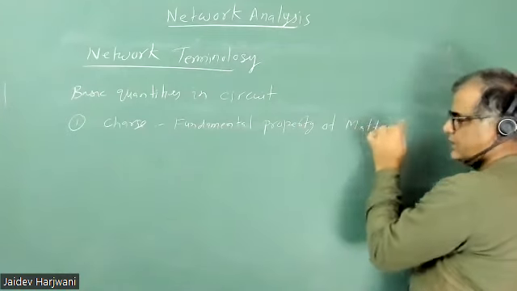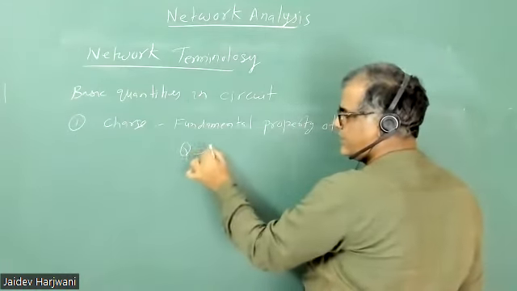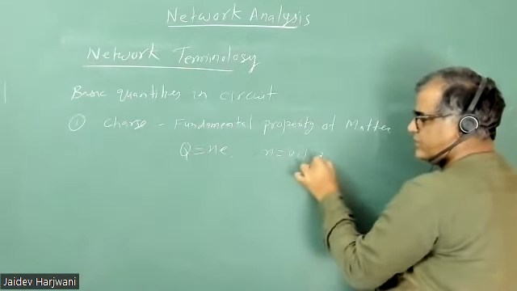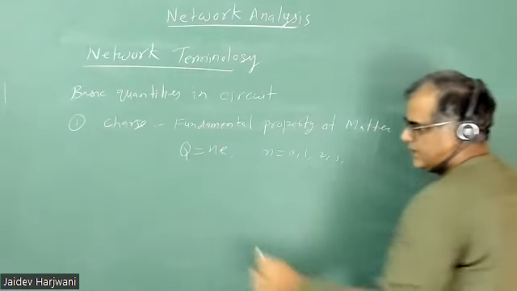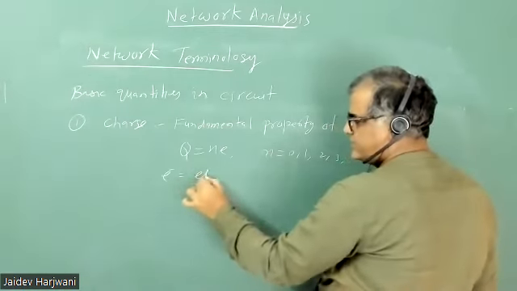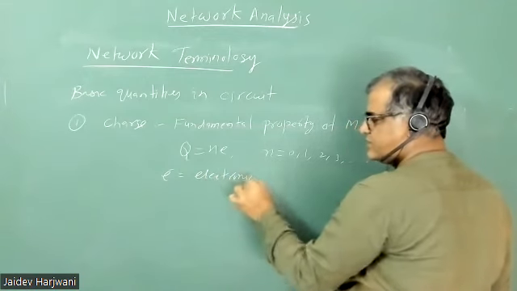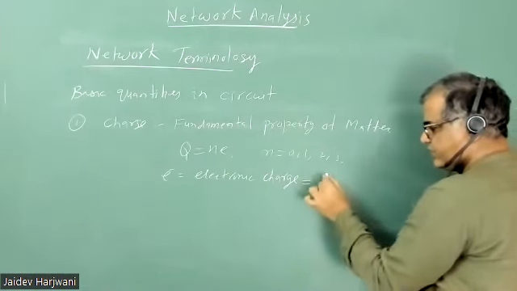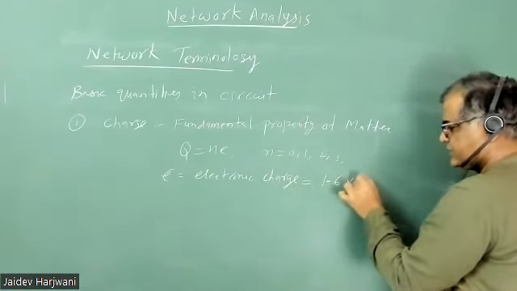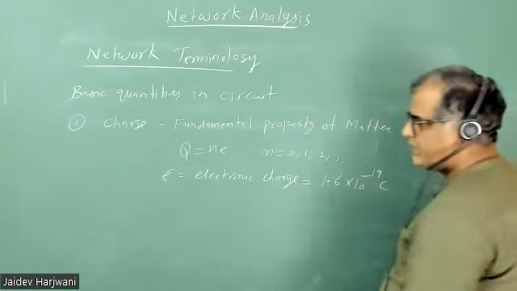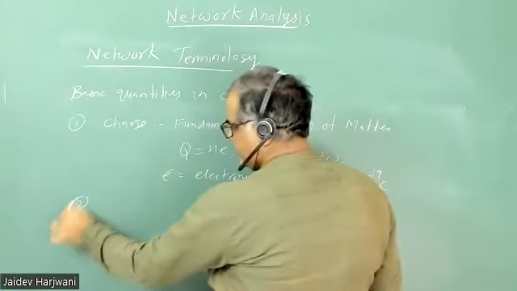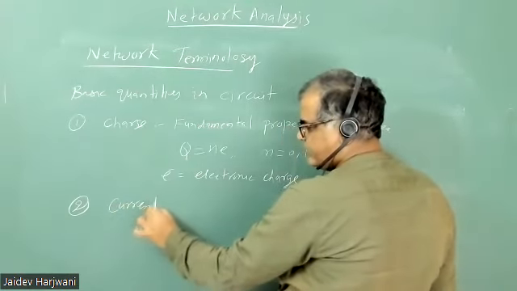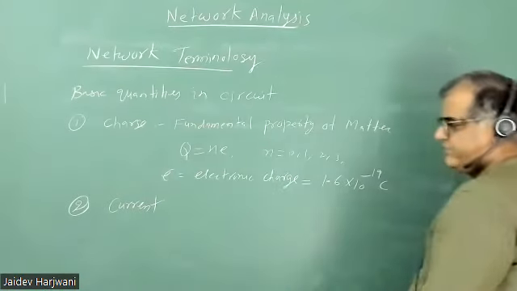Charge is given by Q = ne, where n can be 0, 1, 2, 3, and so on, and e is the electronic charge. The value of e is 1.6 × 10⁻¹⁹ coulomb. The second basic quantity is current, which we want to find in the circuit.